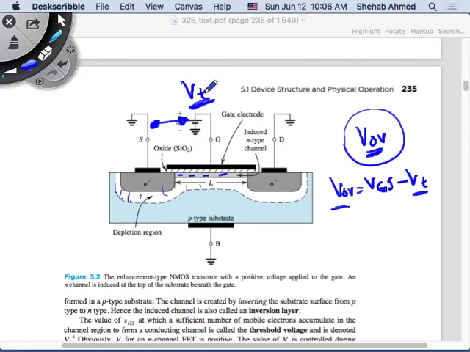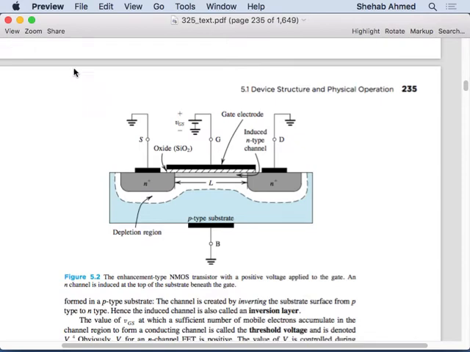Extra, what does it do? It pulls more of the minority carriers to the top, creating a thicker channel. Why is a thicker channel more interesting? Because you have more charges in there. If you have more charges in there, then you can move more charge. Move more charge means you can move more current. If you have more charge that you can move, then you can have higher current. Okay? Okay, so that's being the case.